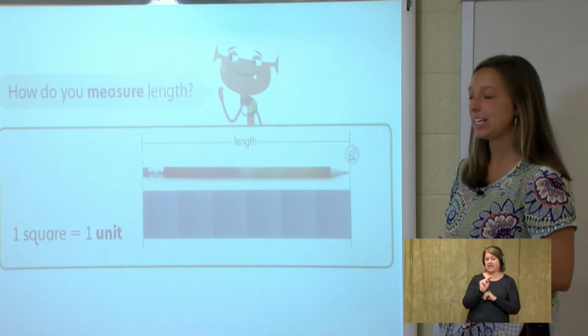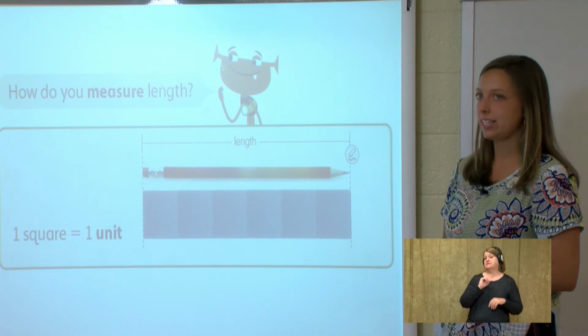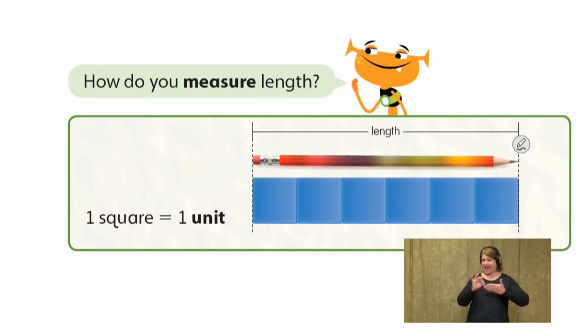What is the length? Give you a few seconds to count them out. Remember, 1 square stands for 1 unit. Looking at our pencil, let's go ahead and count the squares. 1, 2, 3, 4, 5, 6. I had 6 squares, so the length of my pencil is 6 units, or 6 squares.